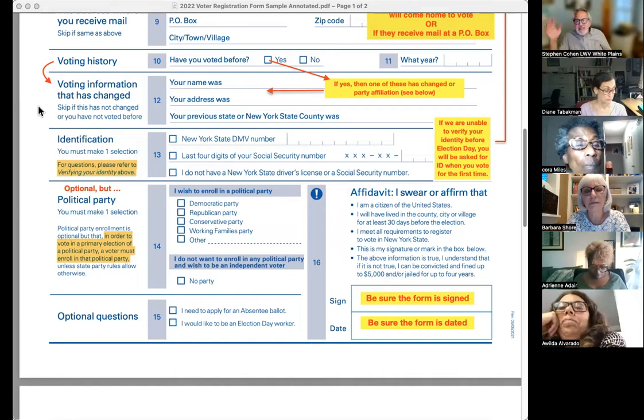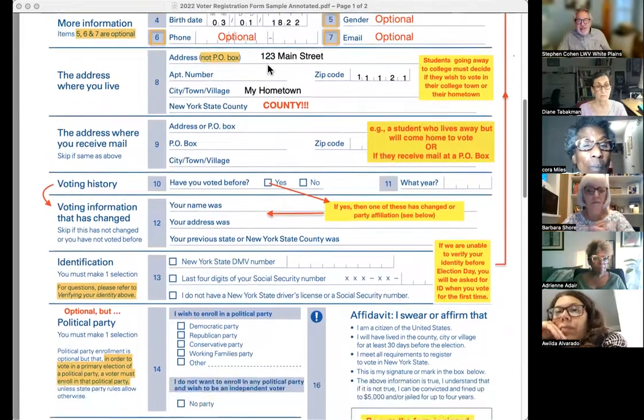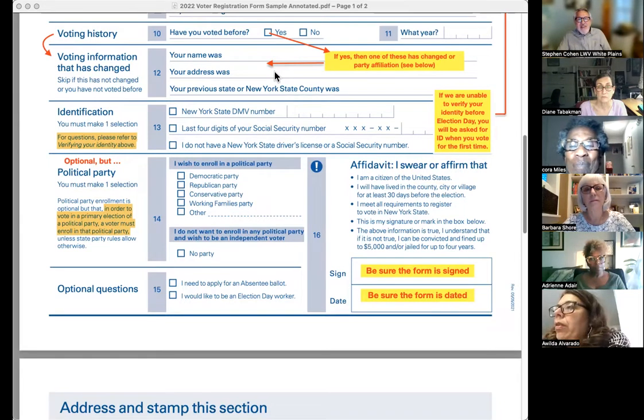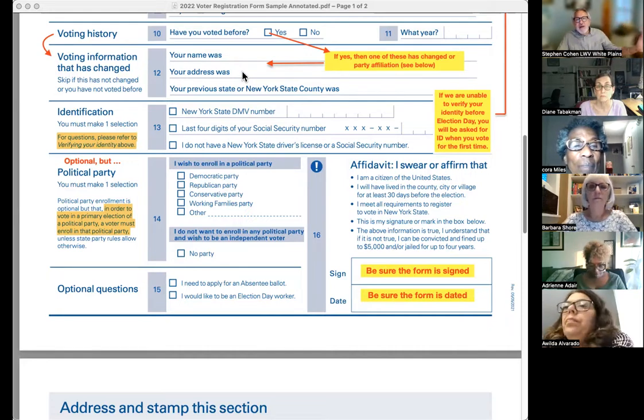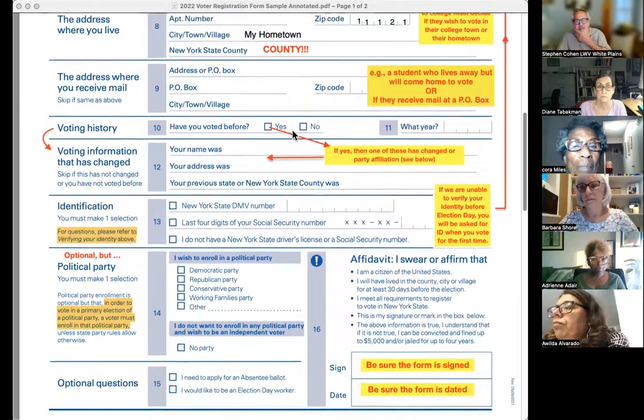So someone comes up to you and says, hey, I used to live in White Plains, then I got an apartment in Hartsdale. What do I do? Well, the answer to that question is you go to item 10, you fill all this stuff out and you go on, but in item 10, you say, have you voted before? And the answer to that question is, hopefully, if they're a registered voter, yes, I have voted before. And then they proceed to say, my address was this. And above here, they have said what their address is now. So that was it.